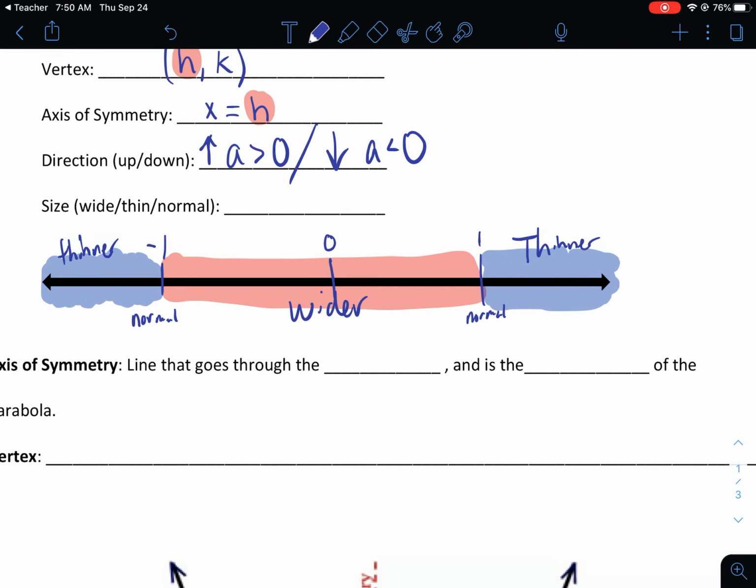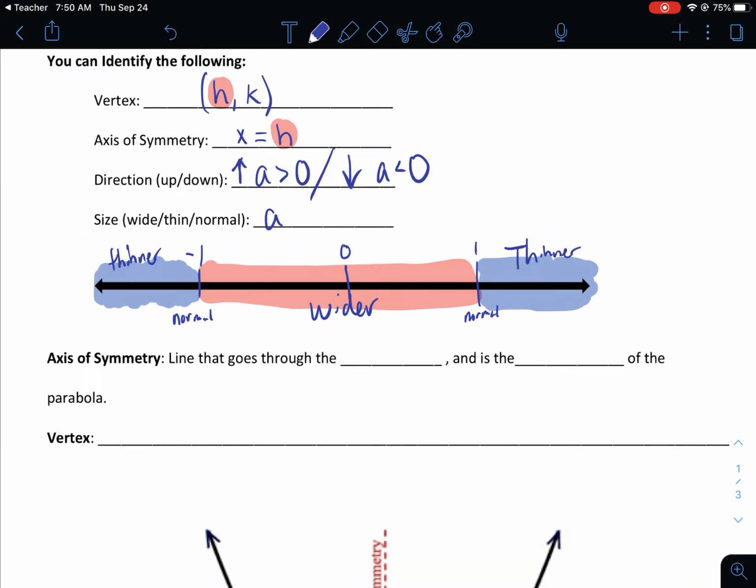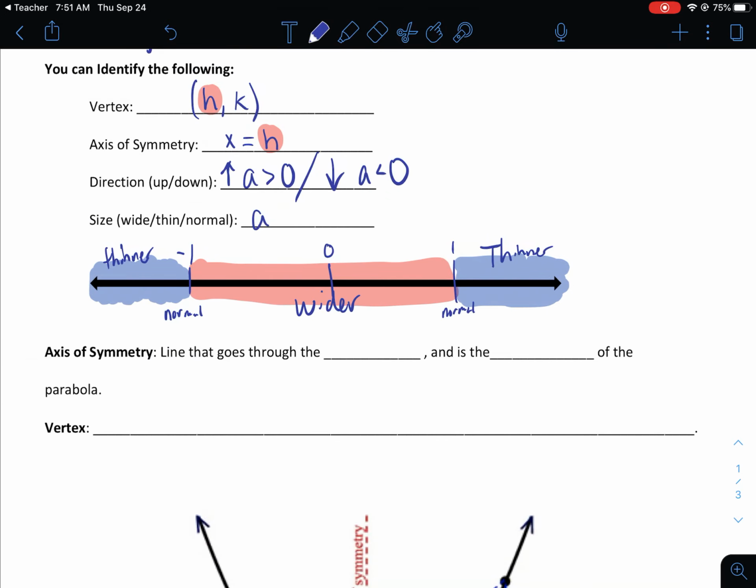So anytime your a value, and this is all about a, when a is between 0 or -1 and 1, then the parabola is wider than normal. If it is 1 or -1, then it is normal width. And then if it is greater than 1 or -1, then it is thinner. Just all things that you'll just pick up on. The more that we do this, that you'll pick up on this.